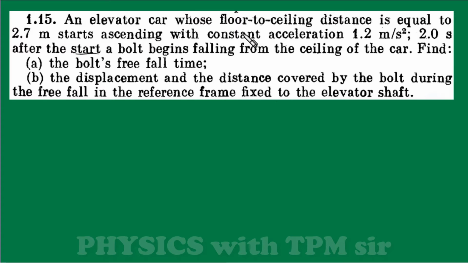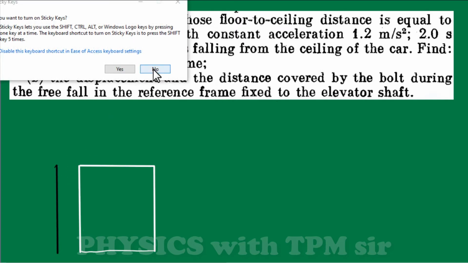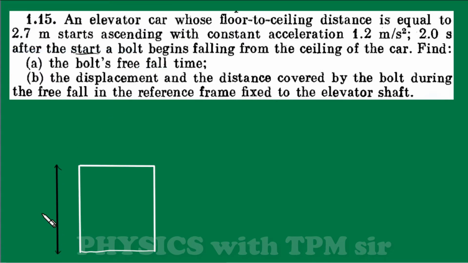An elevator car whose floor to ceiling distance is equal to 2.7 meter. Let me draw the elevator, how this elevator is. So this is an elevator. Okay, fine. This is an elevator and they are saying that the ceiling to floor distance is 2.7 meter. Just write it here, 2.7 meter.